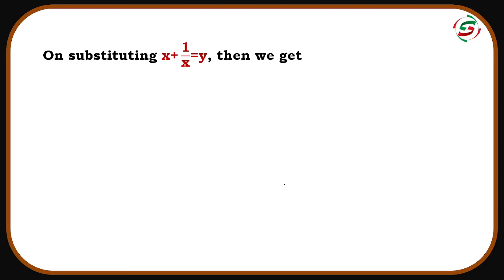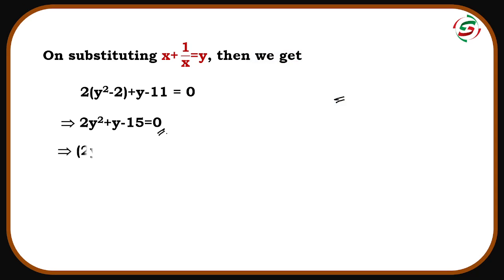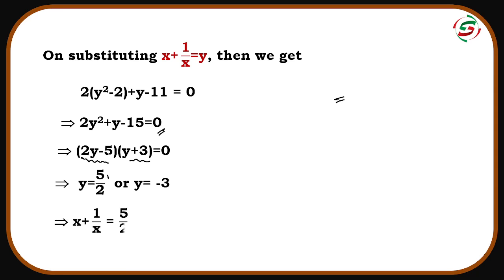Now I will take x plus 1 by x as y. So that will be 2 times of y square minus 2 plus y minus 11 equal to 0. You can see that x plus 1 by x equal to y, so x square plus 1 by x square will be equal to y square minus 2. So now 2y square plus y minus 15 equal to 0. This we have to solve by the factorization method. If I factorize it, it will be 2y minus 5, y plus 3 equal to 0. And y will be equal to 5 by 2 and another one will be y equal to minus 3.